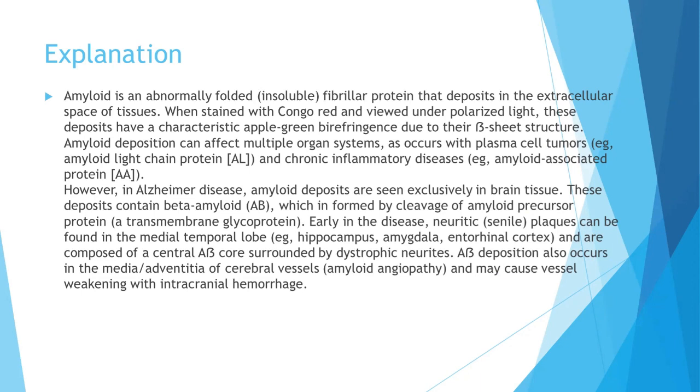However, in Alzheimer's disease, amyloid deposits are seen exclusively in brain tissue, and these deposits contain beta amyloid, which is formed by cleavage of amyloid precursor protein. Now, only in this disease, neuritic senile plaques can be found in the medial temporal lobe, for example the hippocampus, like in our patient, and are composed of a central A beta core surrounded by dystrophic neurites. A beta deposition also occurs in the media and adventitia of cerebral vessels and may cause vessel weakening with intracranial hemorrhage.